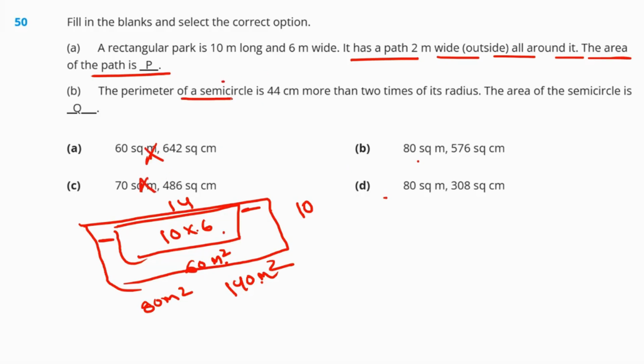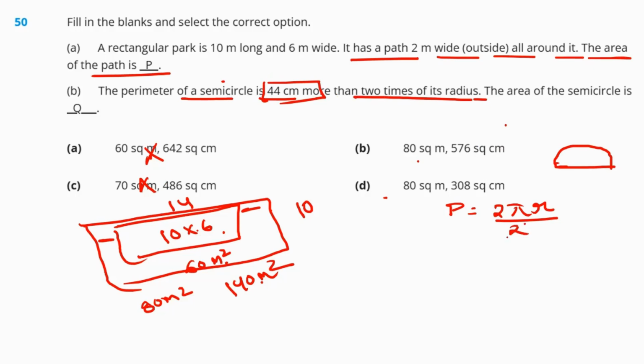The second part of the question reads, the perimeter of a semicircle is 44 centimeters more than 2 times its radius. This is a semicircle. If we just look into the semicircle, the formula for the perimeter of a circle is 2 pi r. So semicircle, it would just reduce by half, that's pi r. And one more thing, if we just see in case of semicircle, what happens? We get the diameter over here, which is 2 times r. So the formula for perimeter of semicircle is pi r plus 2r.